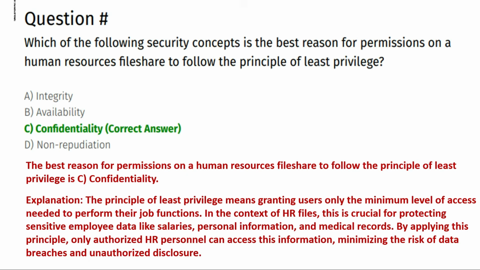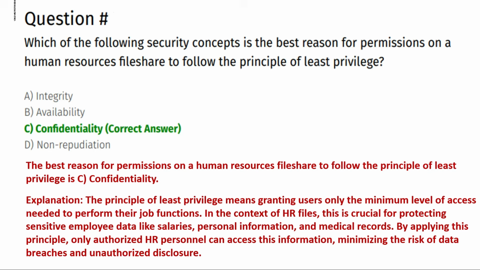The next question is, which of the following security concepts is the best reason for permissions on a human resources file share to follow the principle of least privilege? Option A, integrity. Option B, availability. Option C, confidentiality. Option D, non-repudiation. And the correct answer for this question is option C, confidentiality. So let's check the explanation.